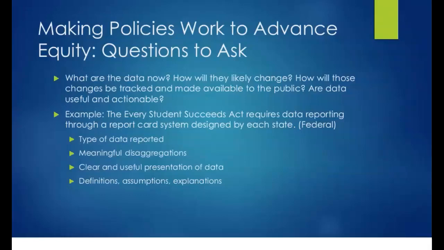So we should think about the type of data that are reported, meaningful disaggregations. Are we capturing the right groups of students in data? It's one thing to just give blanket aggregate data, but if we don't talk about the data as it relates to LGBTQ students when that is appropriate to collect, as it relates to Black students or Latino students or English learners, then we miss an opportunity to make data really useful for the changes that we want to see.